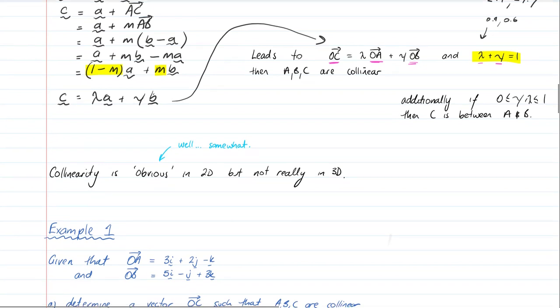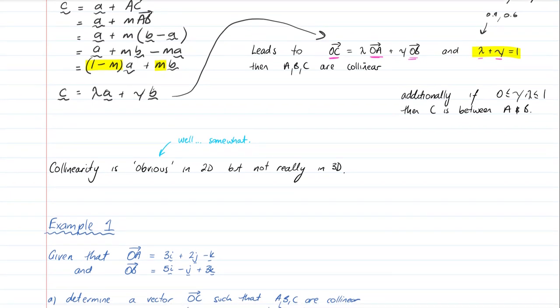So here we go. Collinearity is obvious in 2D, pretty much, unless you draw a bad diagram like I often do. But it isn't always obvious in 3 dimensions. 3 dimensions makes things a lot trickier to visualize. And so unless you can really get behind the 3 vector points, then you can't really tell if they're collinear. They're just going to look randomly on a plane. So we can't assume anything.